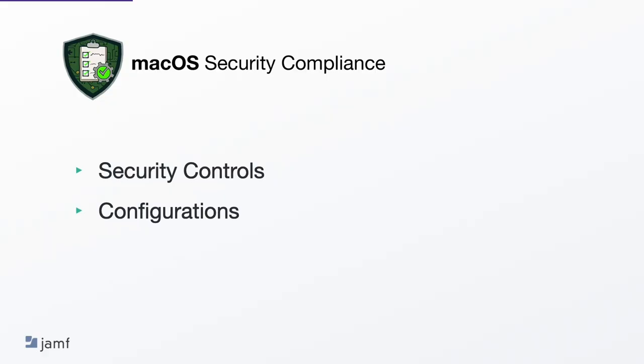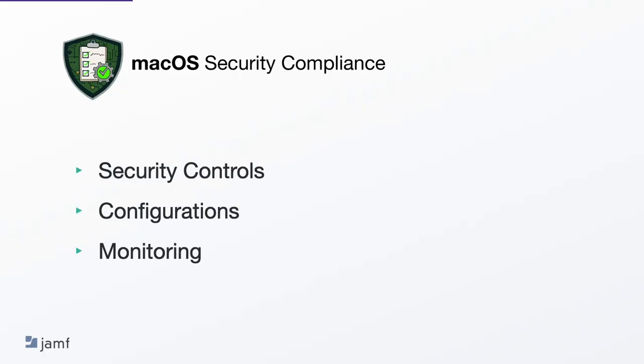Configurations refer to the settings and options that are configured within the macOS operating system. The macOS Security Compliance Project involves configuring these settings to ensure that the system is secure and compliant with these industry standards and regulations. And so this may include things like configuring passwords and passcodes, encryption, network settings, and other security-related options.